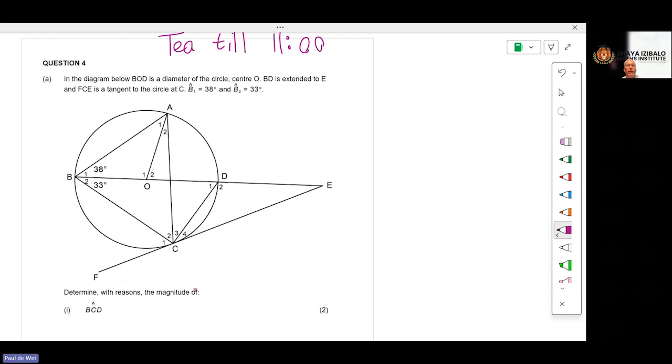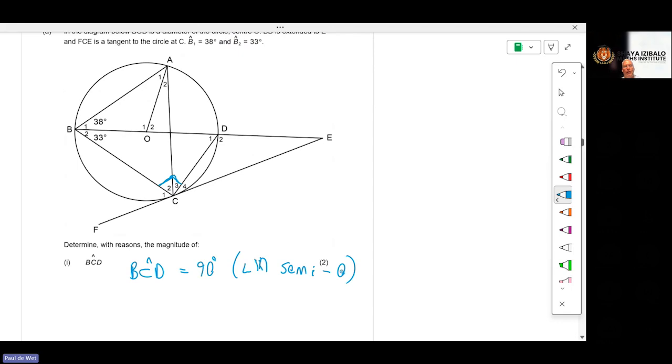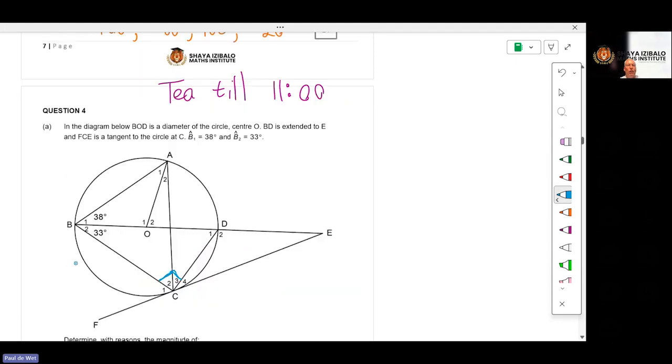Which angle is 90 degrees? BCD. Guys, BCD is 90 degrees. Why? Angle in a semicircle. BCD equals 90 degrees, angle in semicircle. Nice. Then they ask us to find angle A1.